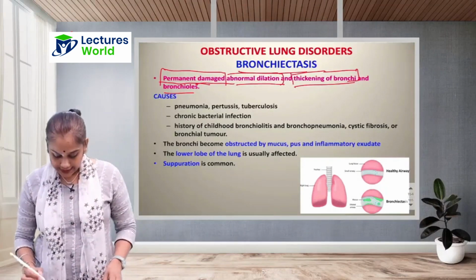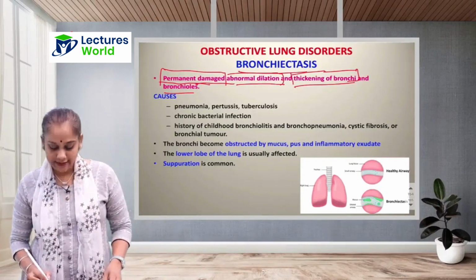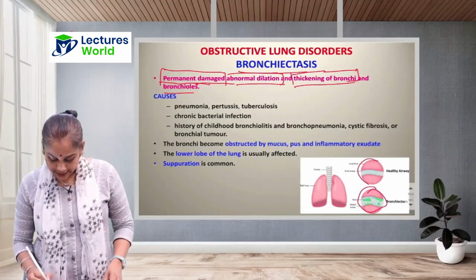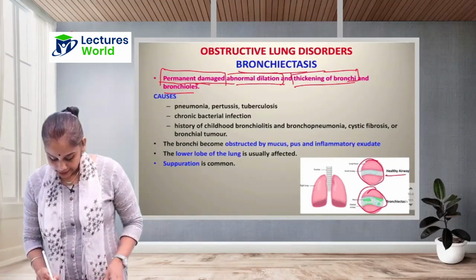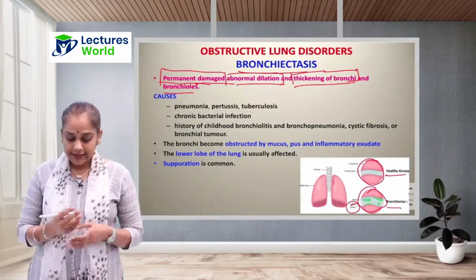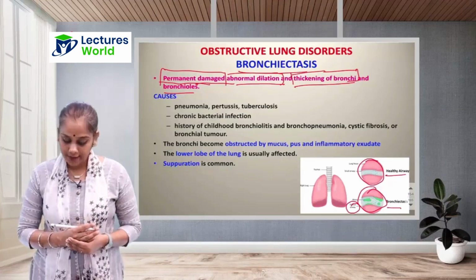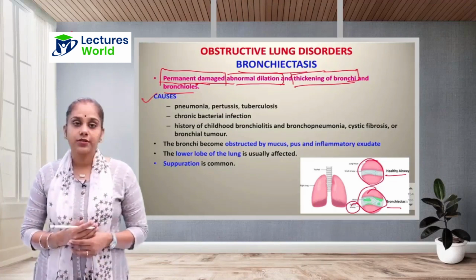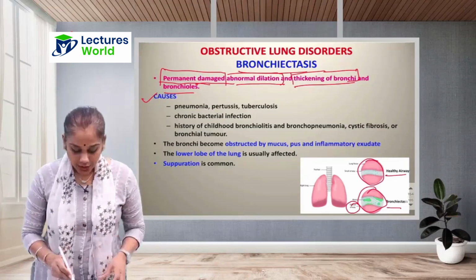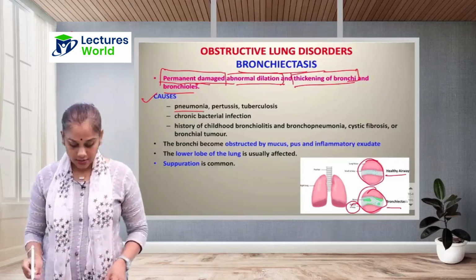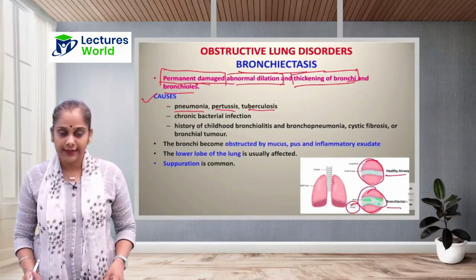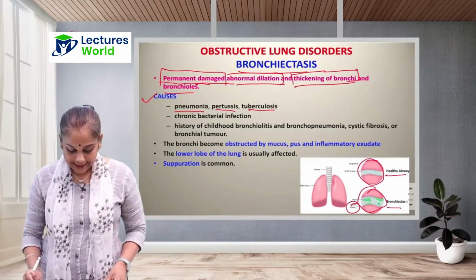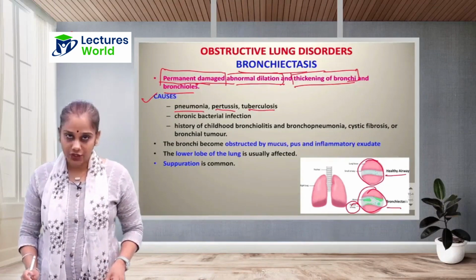You can see in the figure, this is the bronchiectasis patient's airway, as well as the healthy airway. In it there is a mucus plug as well as a dilated airway, and thickening of the bronchi or the bronchioles. So what are the causes of bronchiectasis? Pneumonia, pertussis, tuberculosis. These types of disorders can cause bronchiectasis, or permanent dilatation of the bronchi.